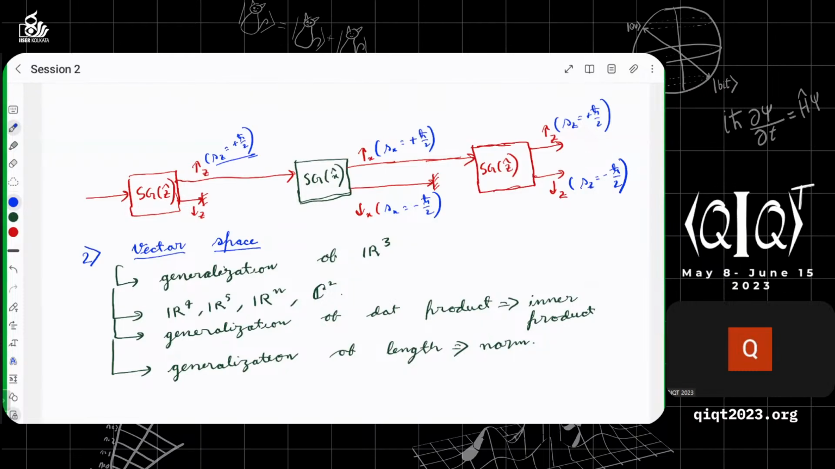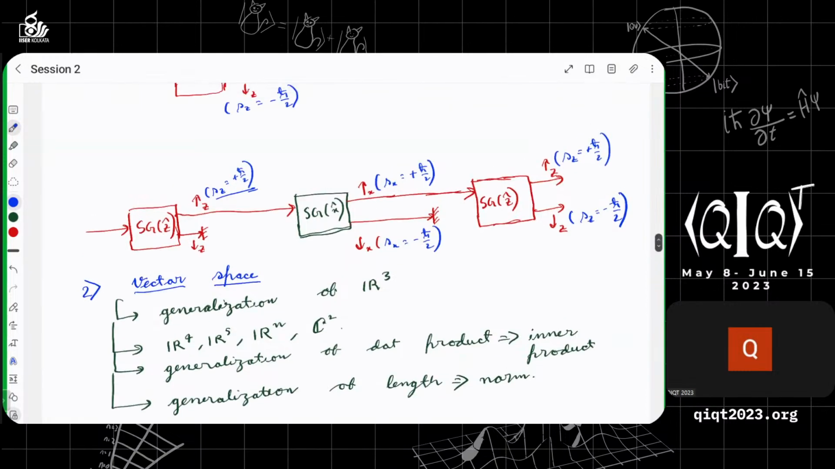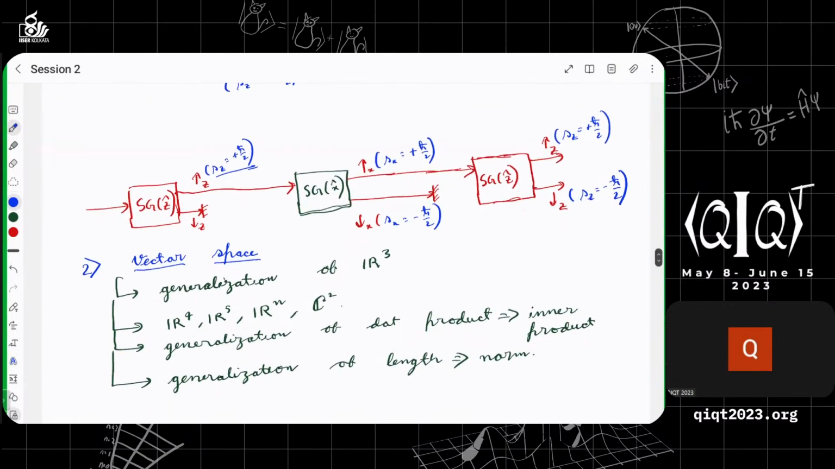And we argued that in quantum mechanics, the state will be given by some vector in some abstract vector space. We very informally discussed the concept of vector spaces as a generalization of the real space R3, and we talked about R4, R5, Rn, and C2. And we learned that the generalization of the dot product is the inner product, and the generalization of length is the norm.